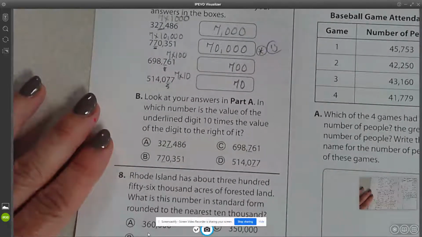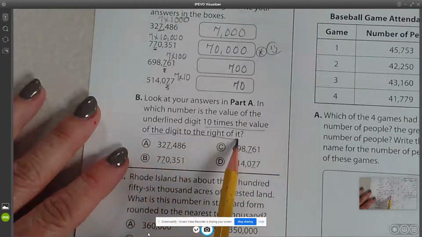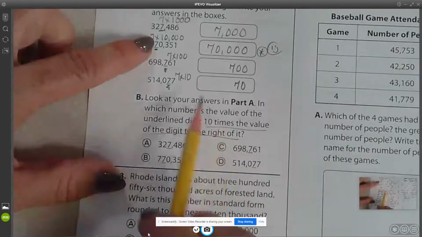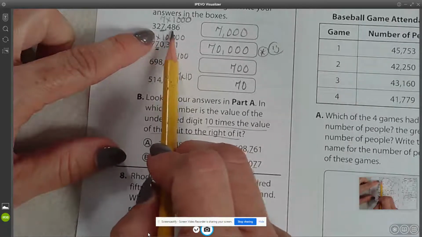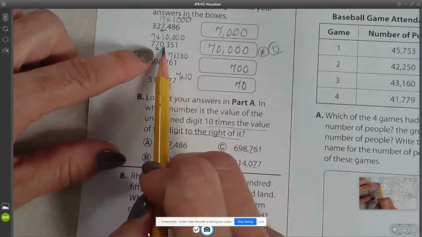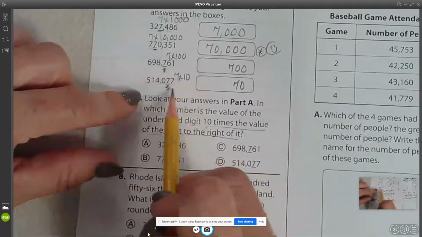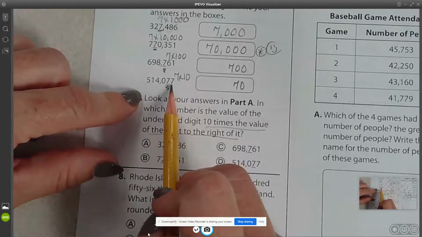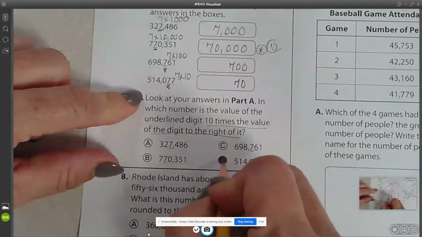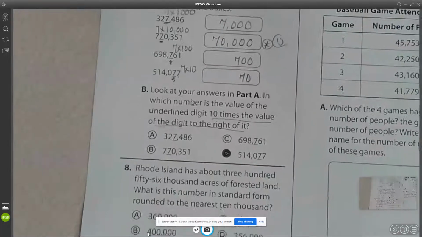Okay, B, look at your answer in part A. In which number is the value of the underlying digit 10 times the value of the digit to the right? So if I'm looking here, my digit to the right's the 4. Well, it has to be the same digit. If I look here, is the digit to the right the same? Nope. How about here? Are they the same? Nope. How about here? Yes. So 7 tens or 70 is 10 times 7 ones, correct? So this would be my answer. A big clue is to be 10 times its value to the right, it has to be the same digit.